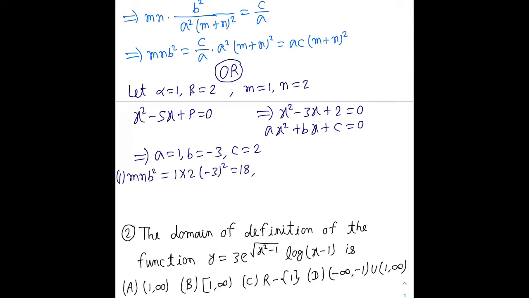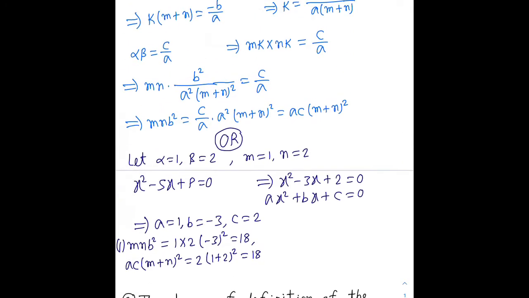Now the right hand side is nothing but ac into m plus n whole square. So a into c, that's 1 into 2, 2. And then m plus n, that is 1 plus 2 whole square, so 3 square. 3 square is 9. 9 into 2, 18. So LHS and RHS are both equal to 18. It means the first option is correct. So we can go for it.